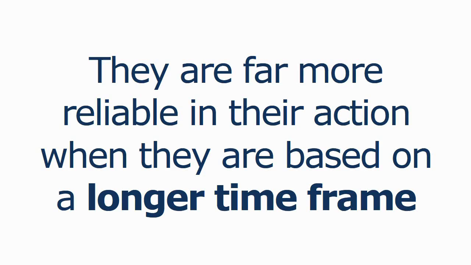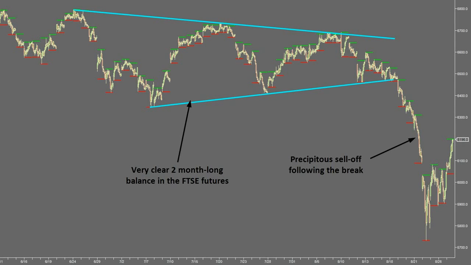The point to recognize with balances is that they are far more reliable in their action when they are based on a longer time frame. And I tend to look for balance over several days, at least, to find places where a big move could happen from. And you can classify those as high probability trading setups. And the example there has a 2 months balance.